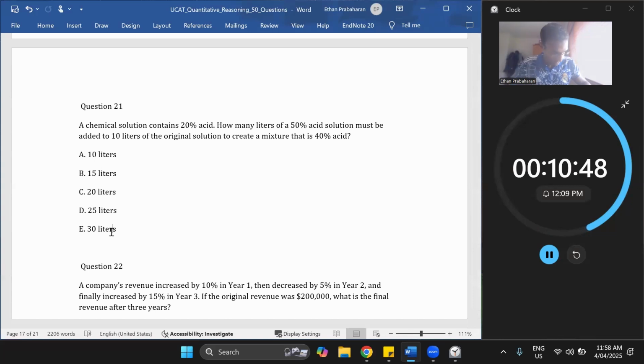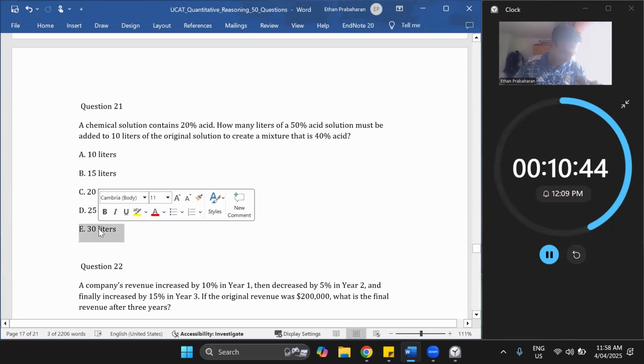8 plus 15 is 23. So that's 17 over 23. Is that 40%? It's pretty close. I don't think it's above 40%. 17 out of 40. I think that's going to be closer than 25.